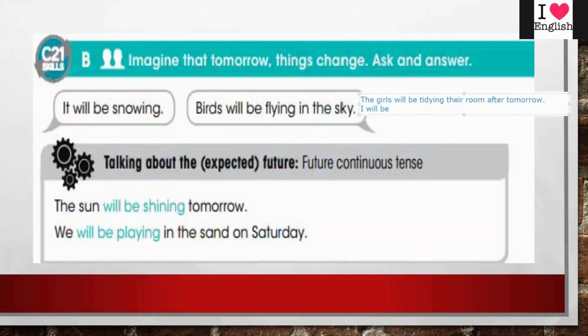I will be going to the supermarket tomorrow. Okay, because we are talking about the future. Yes, Muhammad al-Mannawi, did you understand what we are talking about now?